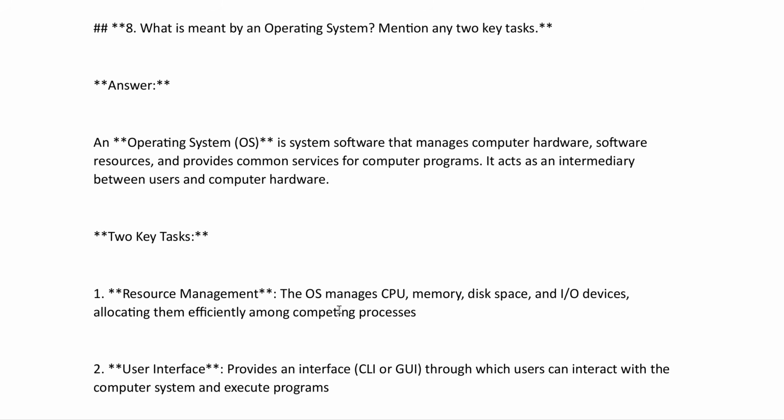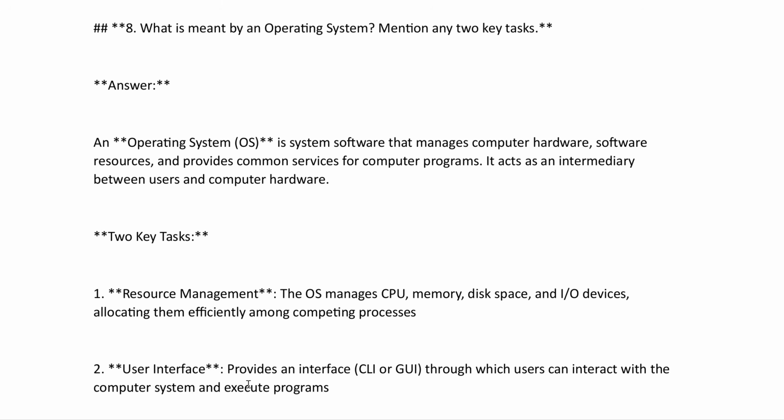The 2 key tasks performed by the operating system are, first, resource management. The operating system manages CPU, memory, disk space, input-output devices, allocating them efficiently among the competing processes. So all these resources, that is CPU, memory, disk space, input-output devices, are allocated to competing processes by the operating system. So this is the first task of the operating system, that is resource management.